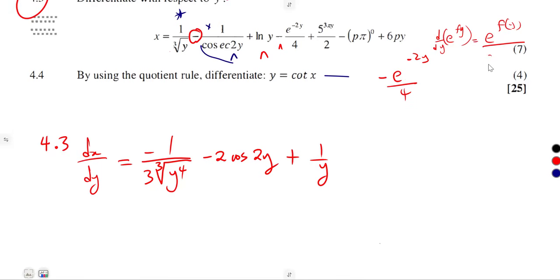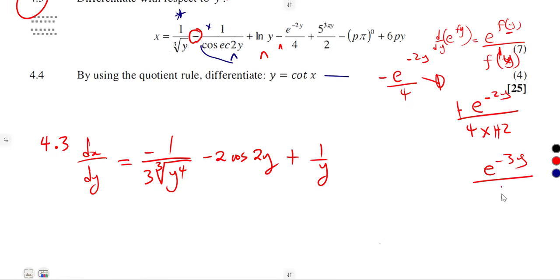It remains as it is, but you must find the derivative of that function. So in this case, this here remains as it is, e to the exponent of minus 2y over 4 times the derivative of this. What is the derivative? Just multiply by that constant negative 2. So that's it. It's going to be over 8. E to the exponent, this one cancelled with this one. So it's e to the exponent of minus 3y over 8, 4 times 2.